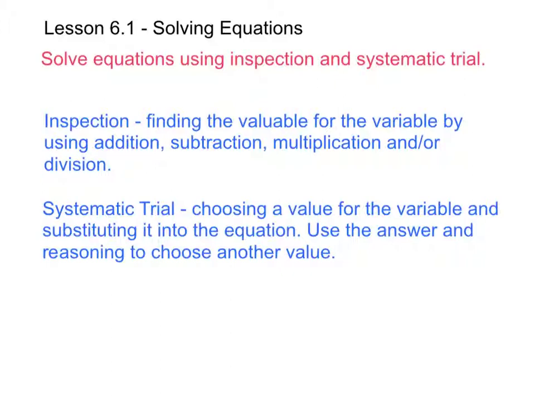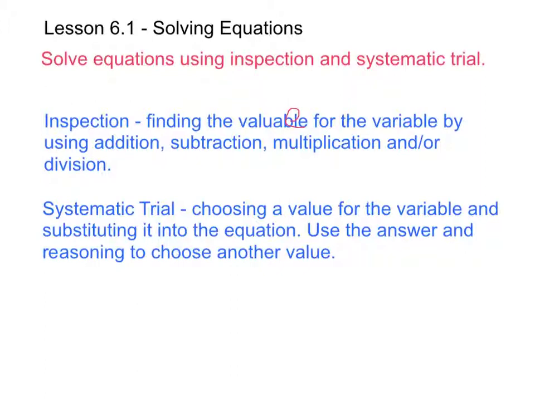So Chapter 6 is all about different methods to solve algebraic equations, but the two methods we're going to focus on today are inspection and systematic trial. So inspection, let's just define these before we go. Inspection is finding the value for the variable by using addition, subtraction, multiplication, or division.